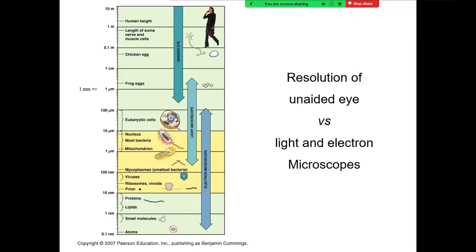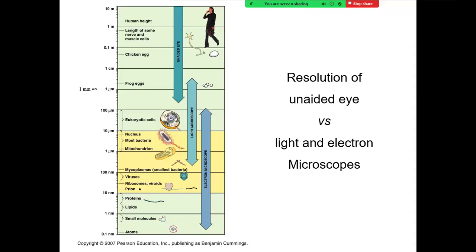Frog eggs are about the smallest thing the human eye can see without the use of a microscope. And then for things smaller than a frog egg, you need the light microscope to see a eukaryotic cell, a prokaryotic cell.